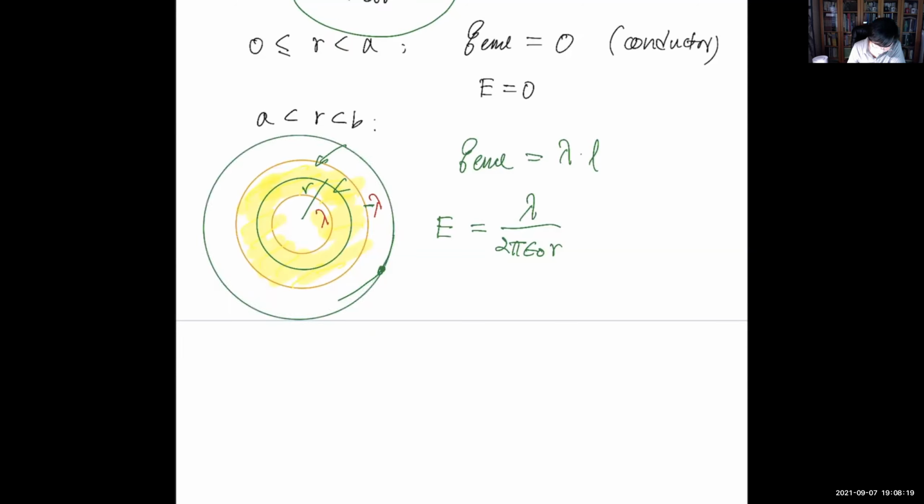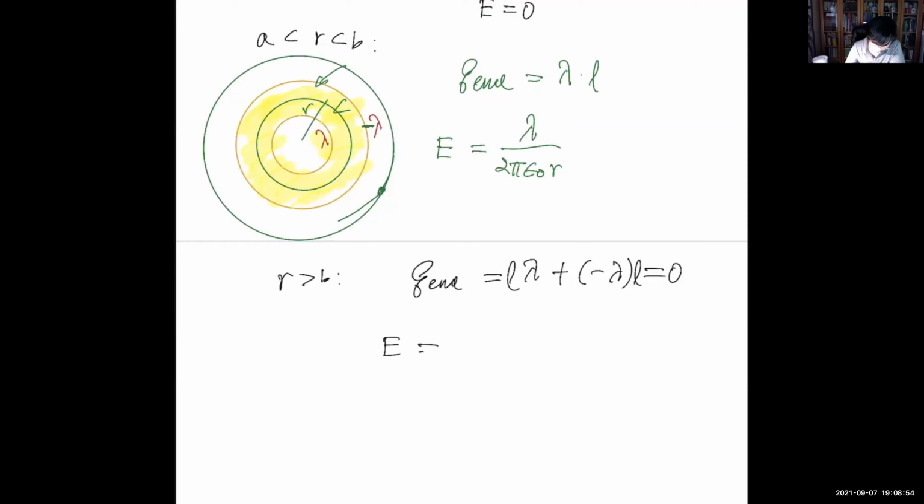Like this, right? And for this Gaussian surface, how much charge does it enclose? There is lambda and there's negative lambda. I made a negative this time. So what's the total charge enclosed? 0. That's right. Q enclosed equals lambda plus negative lambda. That's just 0, times L. It's 0. So E equals 0. There's no field. The field of the shell and the field of the cylinder just cancel each other out outside.